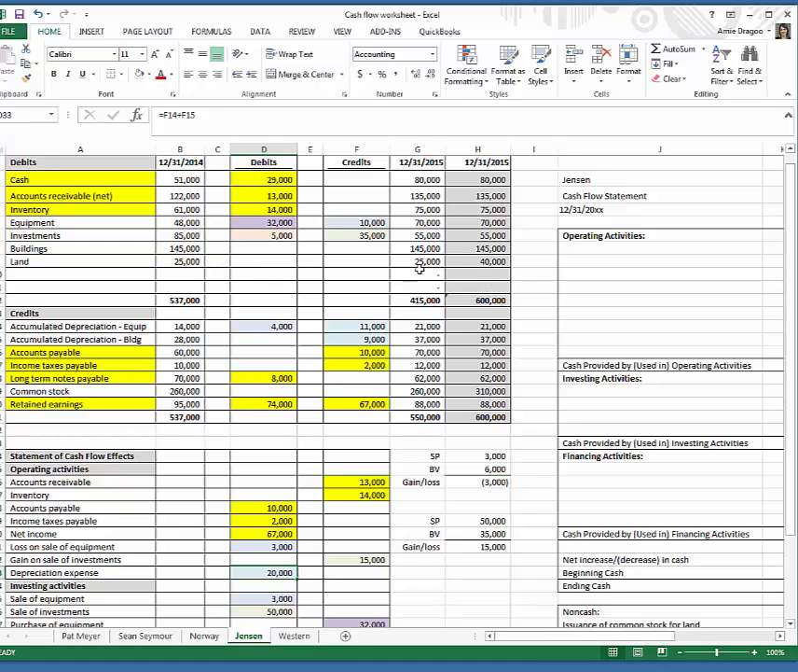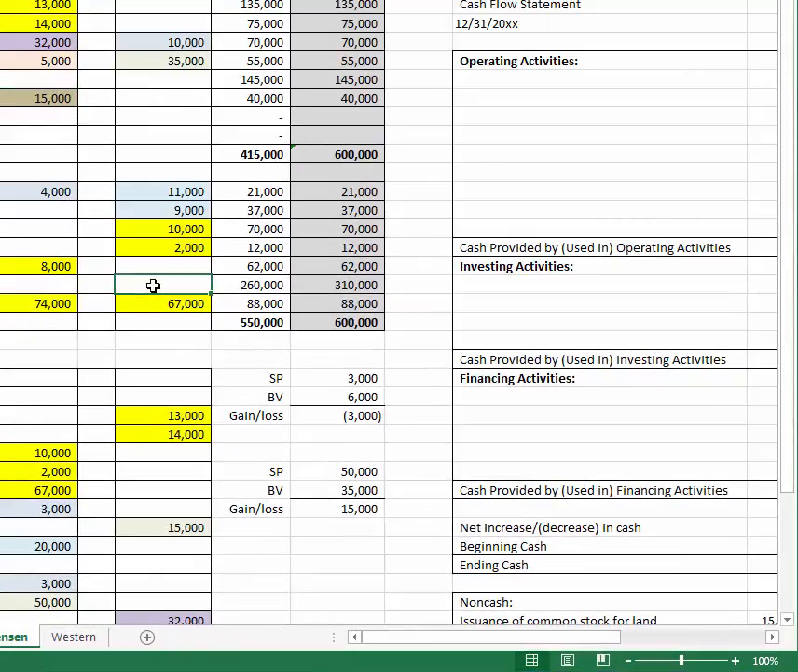So land increased by 15,000. So we're going to need to get these to balance up on top. So I know that I'm going to need a 15 here. So land increased by 15. Common stock, what I'm going to need here is a $50,000 difference. Okay, so that gets you to 310. So the first step is to get these to balance. So we had a 15 and a 50.